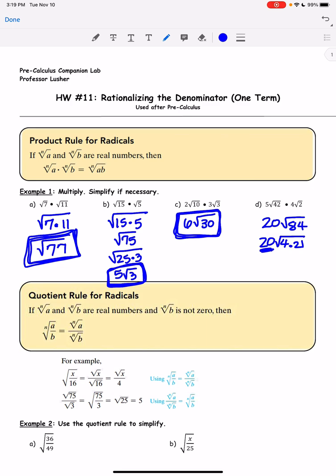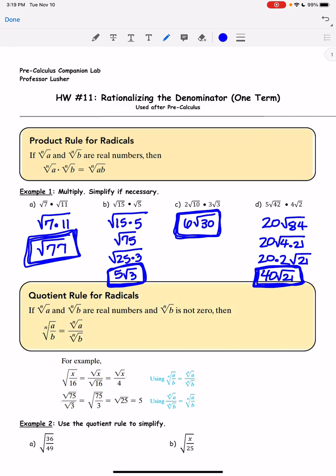And so when you already have something on the outside and you're bringing something out of that radical with it, we're going to multiply those together. Right? So the square root of 4 is 2. And then 20 times 2 gives me 40. Okay, you're not going to have any homework questions over this, but this is a skill we need to be able to rationalize the denominator.